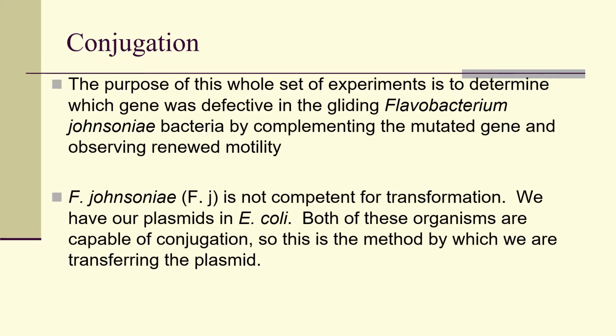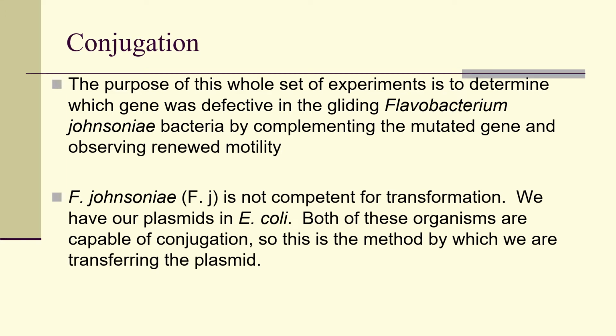The whole purpose of this experiment is to determine which gene was defective in the gliding bacteria by complementing the mutated gene and observing the wild type motility. The mutation is on either the glide A or glide B gene, and we will be introducing a good copy, or a wild type copy, of the glide A and glide B gene on plasmid vectors, and we will try to restore the lost function. Based on which gene restored the motility, we can determine where the initial mutation was.